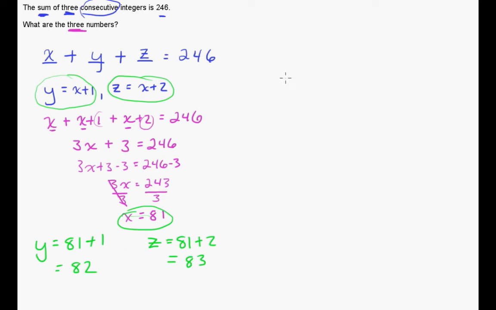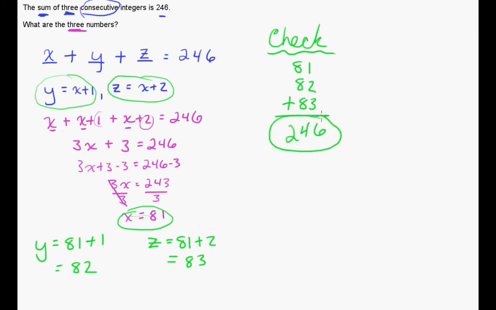We have three consecutive integers, so let's just do a check to make sure that our numbers add up to 246. If they do, we know we're right. So 1 plus 2 plus 3 is equal to 6. 8 plus 8 is 16, plus 8 is 24. So there you go, 246.